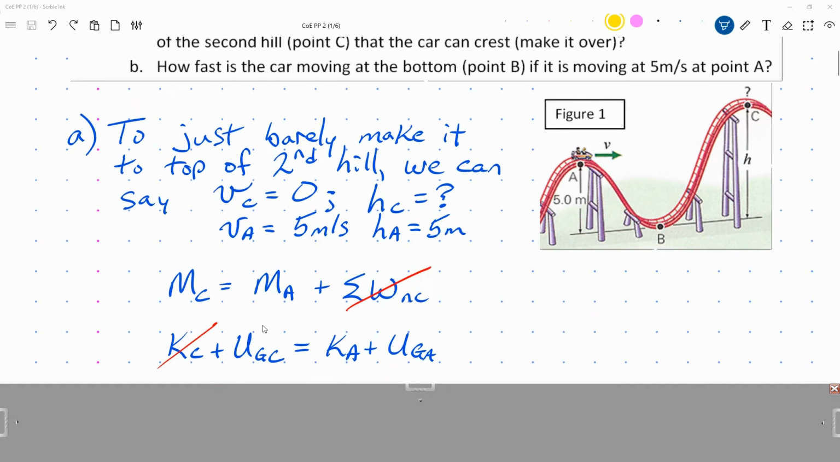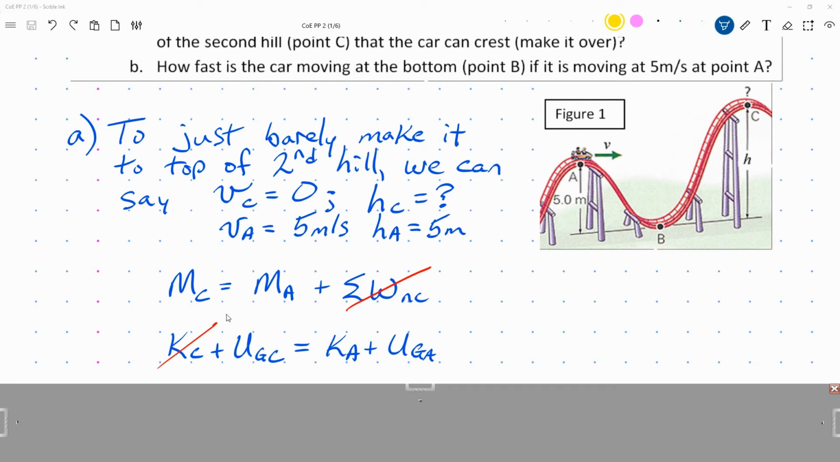Okay, so I can expand this. Mechanical energy at point C is the kinetic energy plus the potential energy, the same thing for point A. There was no net work done by non-conservative forces, and there is no kinetic energy at point C by virtue of that premise of it being stationary when it just barely gets there.